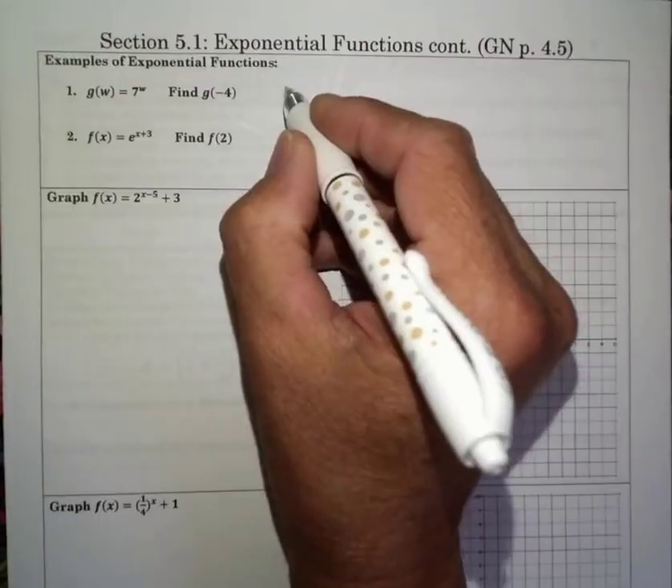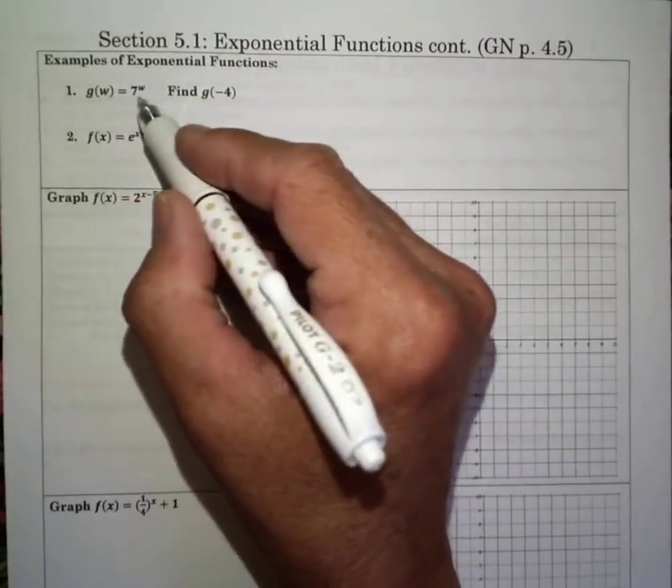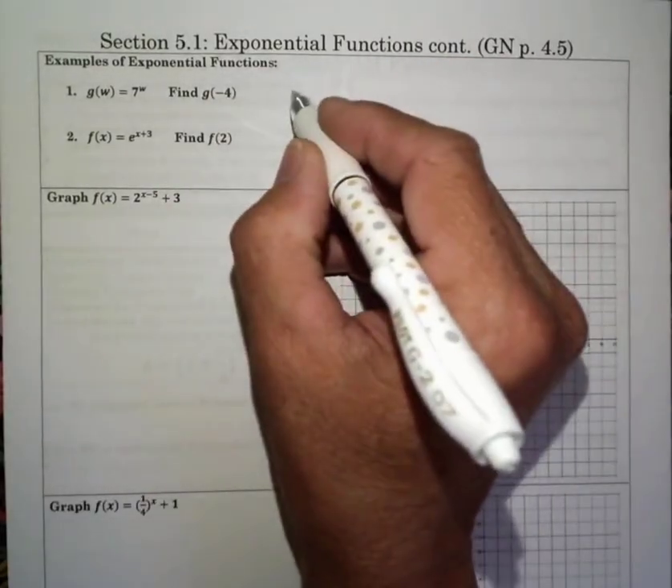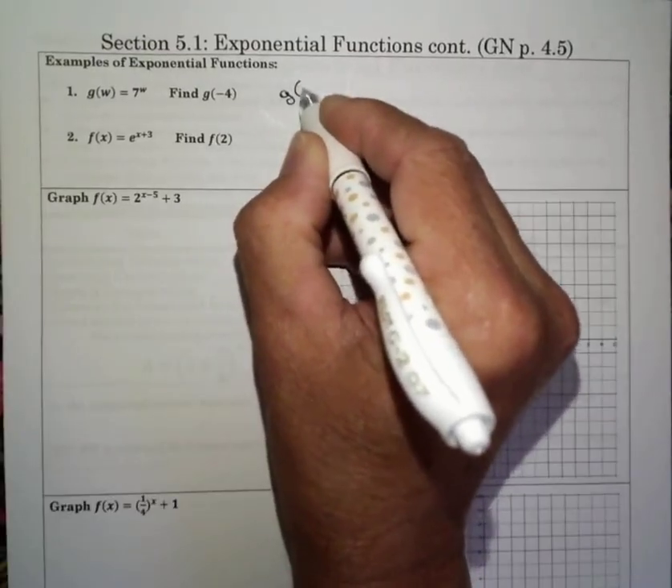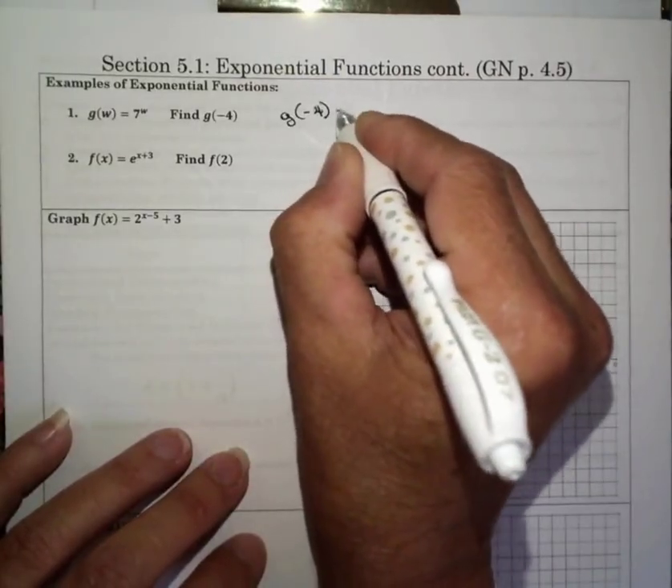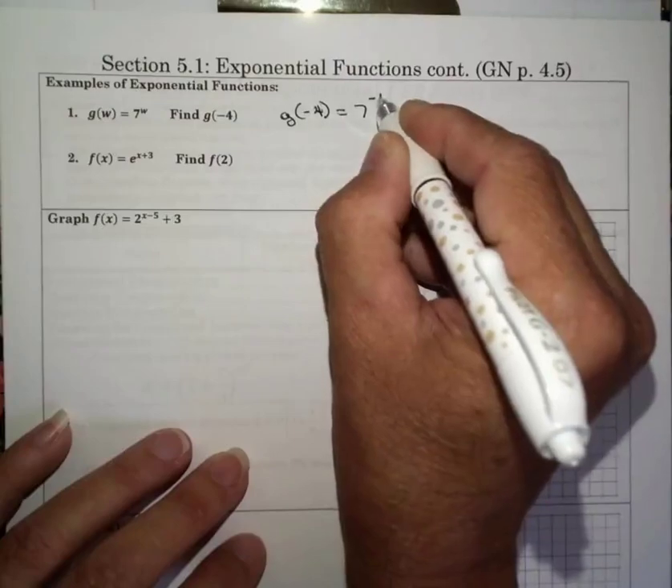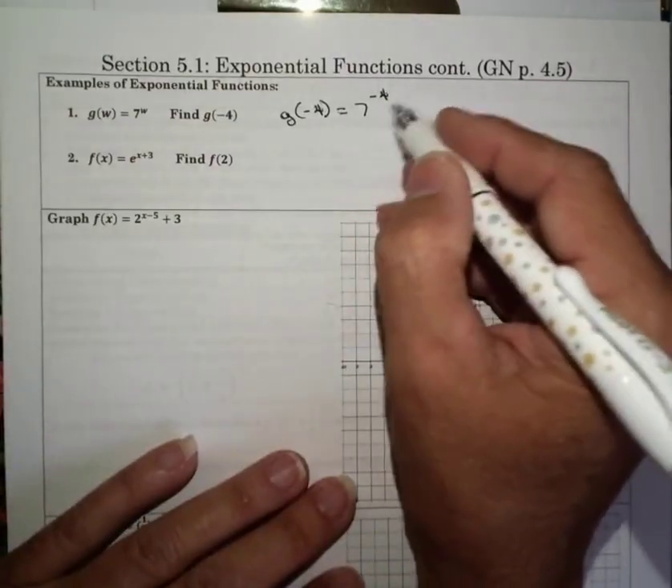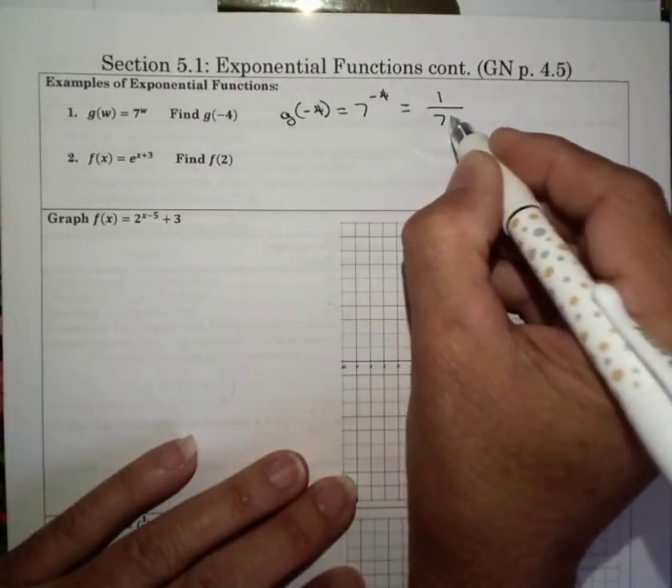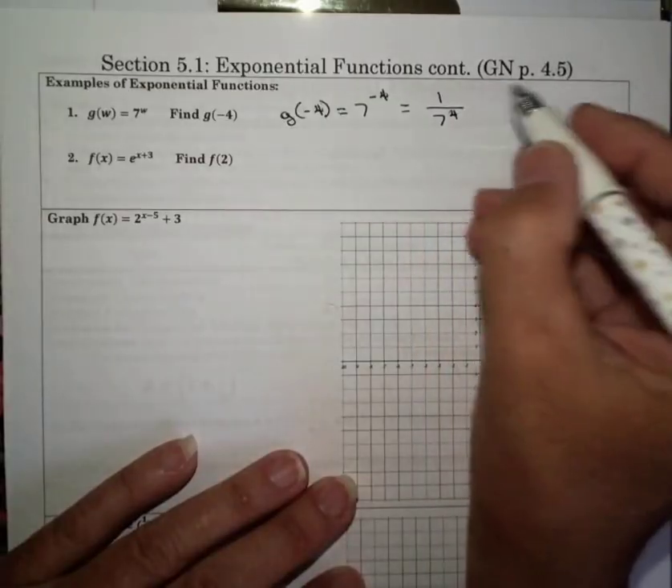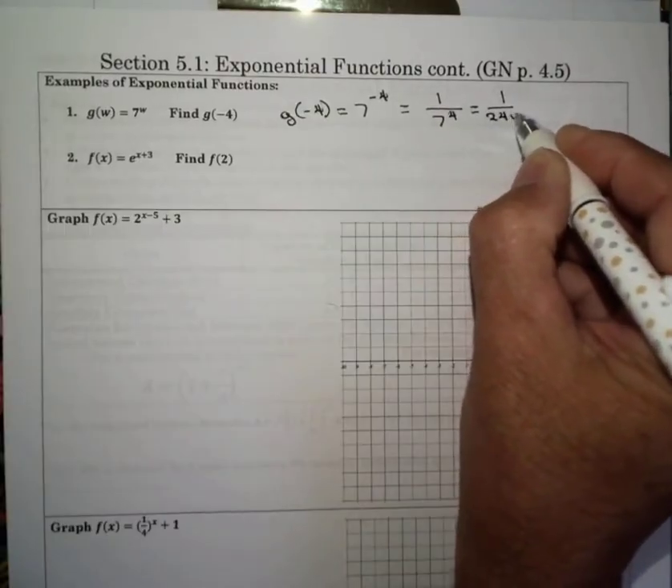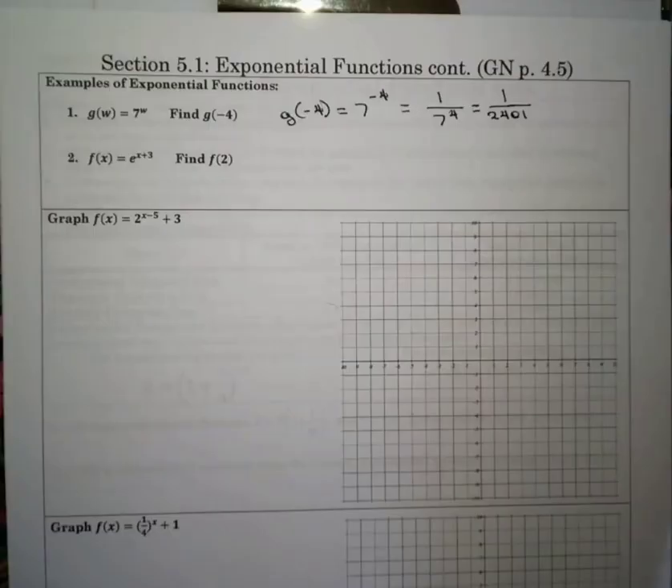I think we went over this one time, but let's just say the function is g of w equal to 7 to the power of w, and they want us to find g of negative 4. So g of negative 4 is equal to 7 to the power of negative 4. Of course, that turns this into a fraction with the denominator 7 to the power 4, and then you take your calculator and say 7 to the power 4. Well, that's 2,401, and so that is my answer for that one.